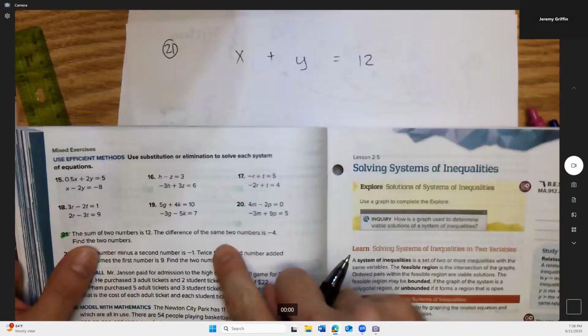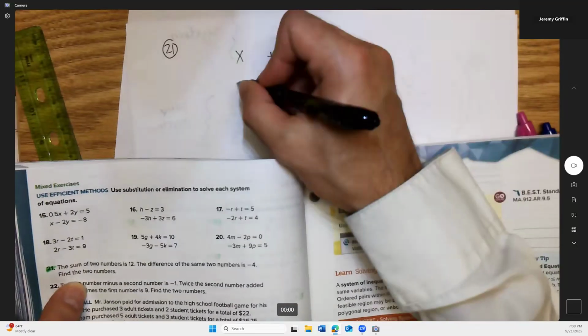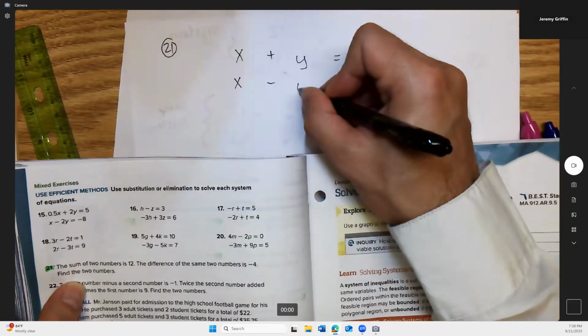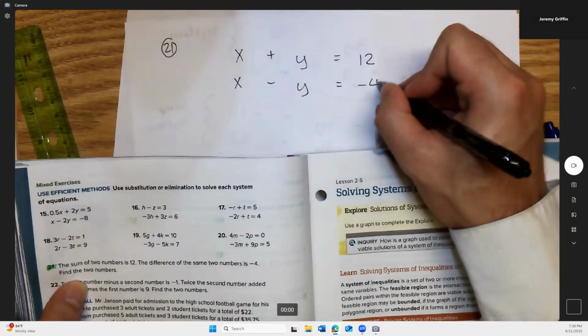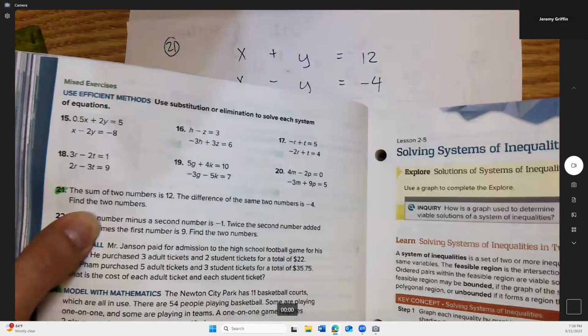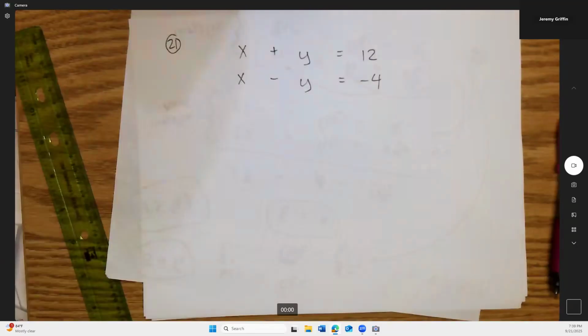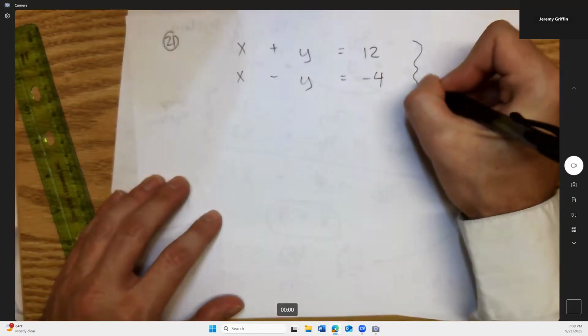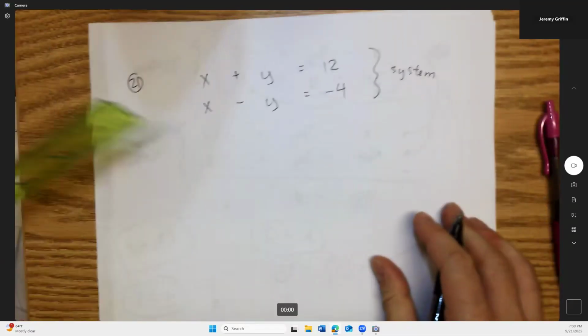The difference of the same two numbers is negative 4. Well, I could do x minus y or y minus x. Here, I'll do x minus y. Either way. That'd give me negative 4. Find the two numbers that match those conditions. Sum is 12, difference is negative 4. That's the system. You can use substitution or elimination.